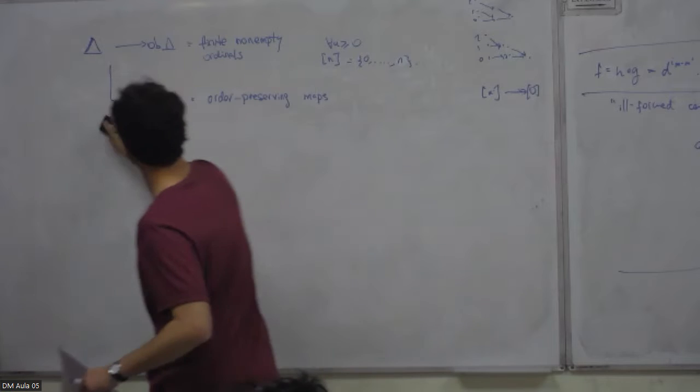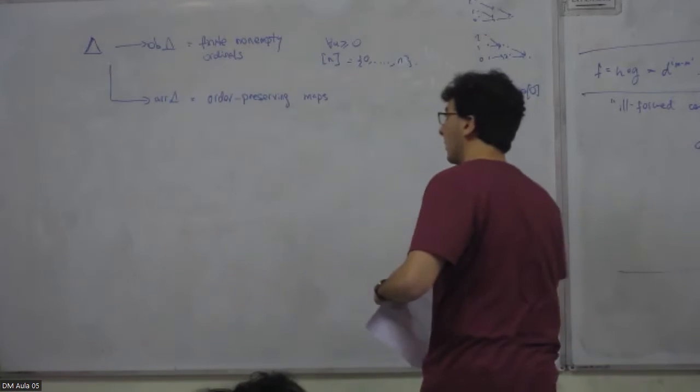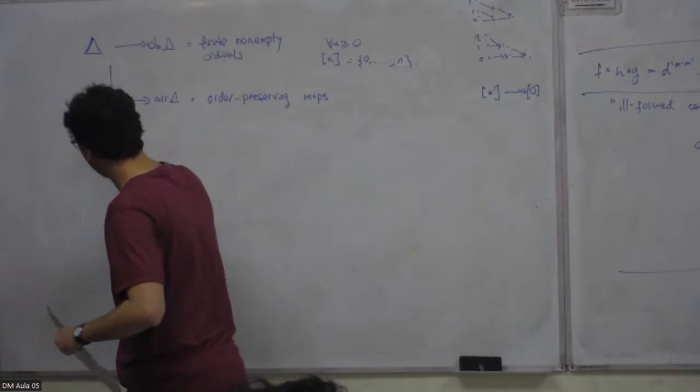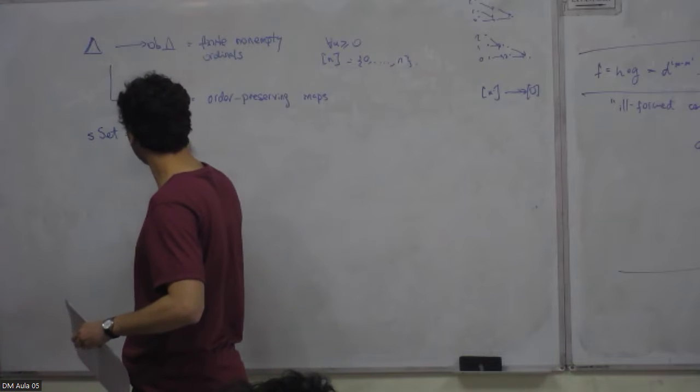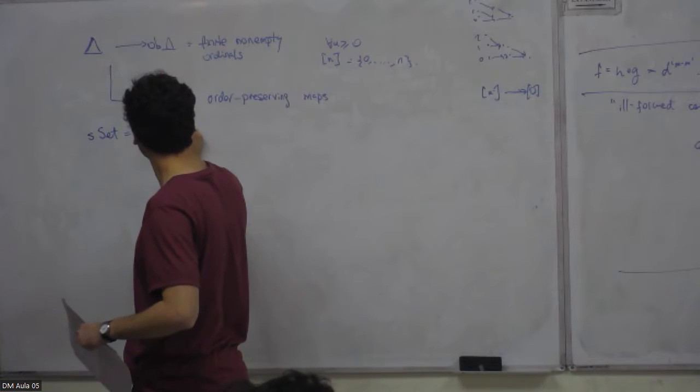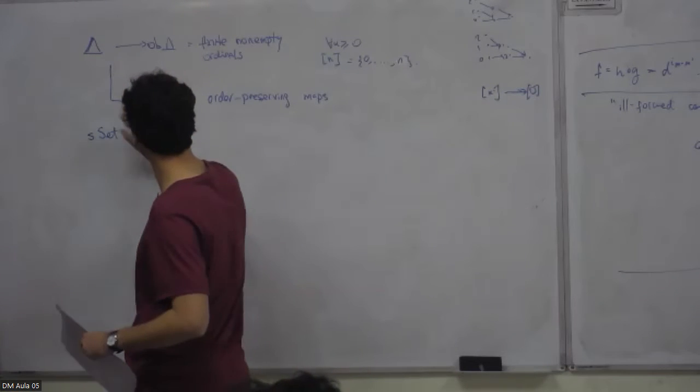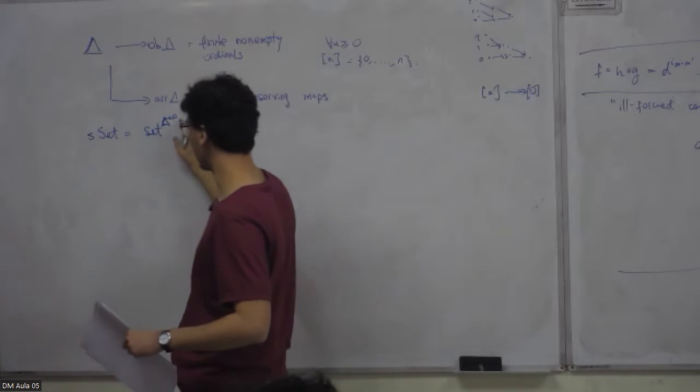Okay, so as I said, basically I can say the category of simplicial sets is the functor category from the opposite category of this to sets, that is to say, the functor category of contravariant functors.